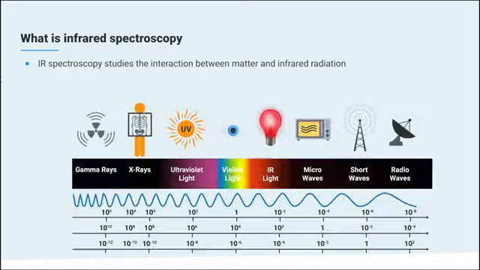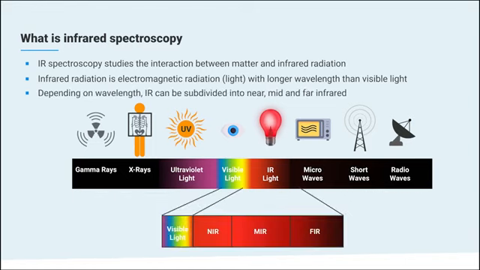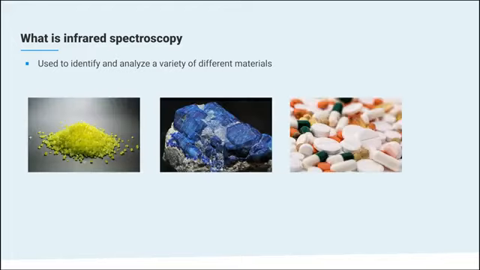Infrared or IR spectroscopy studies the interaction between matter and infrared light. Infrared light is a type of electromagnetic radiation that is characterized by a longer wavelength than visible light. Depending on the specific wavelength range, it can be further divided into near-infrared, mid-infrared, and far-infrared radiation. The interaction between this type of radiation and organic or inorganic matter can be used to perform all kinds of material analysis. Now, let's have a look at how this works exactly.